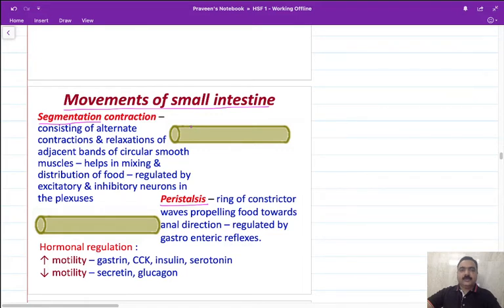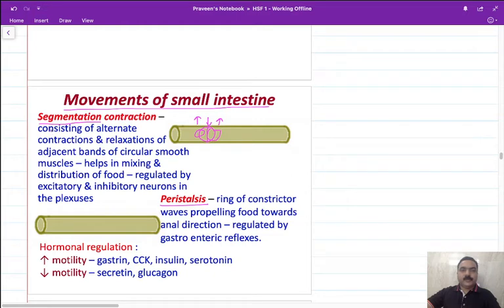For example, you have the tube with the bolus over here, where the contraction will take place at the point of the bolus. On the oral side and the caudal side, what happens on the anal side and the oral side? There will be relaxation happening. So the bolus will be cut and converted into smaller particles. This helps to distribute the food particles and helps for easier digestion and absorption.